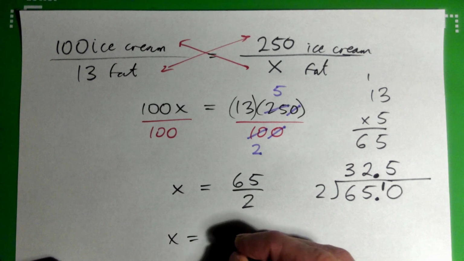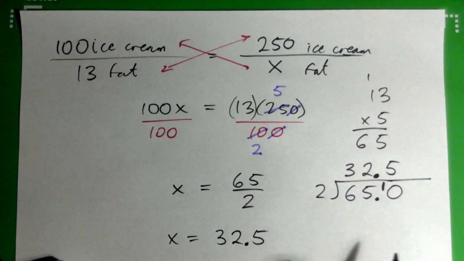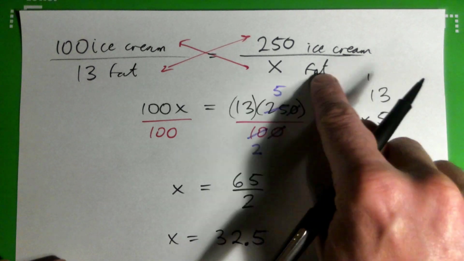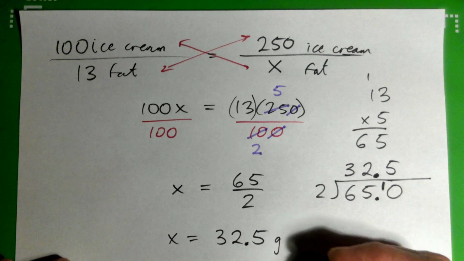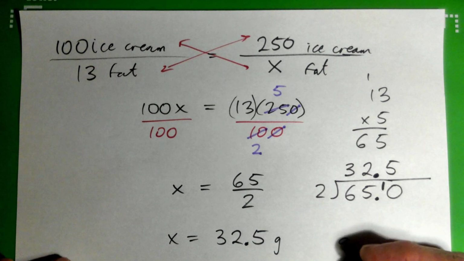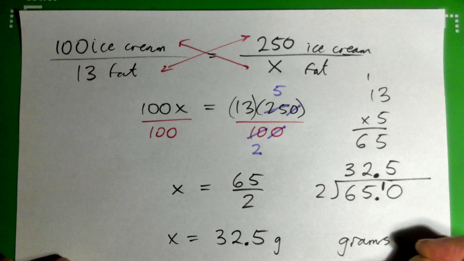So 32.5, and what is that in real life? That was our missing grams of fat. So it's grams, G. G is the same thing as grams, right? Cool.